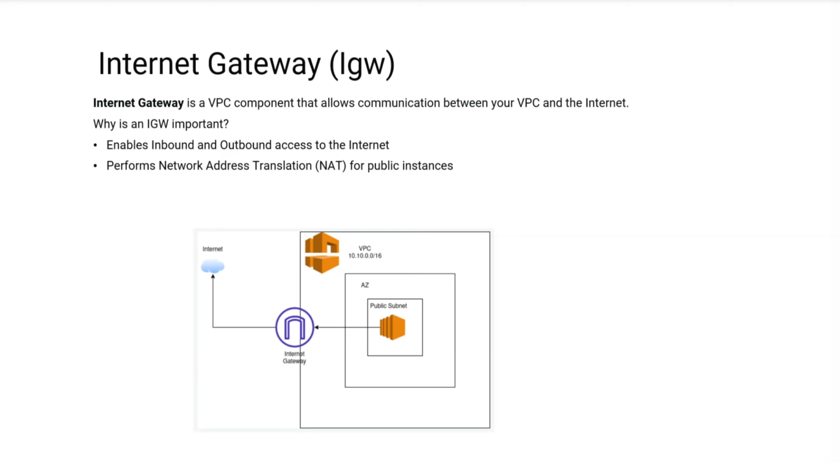Hi and welcome. In this chapter, we will discuss Internet Gateway. An Internet Gateway is a VPC component that allows communication between your VPC and the Internet.